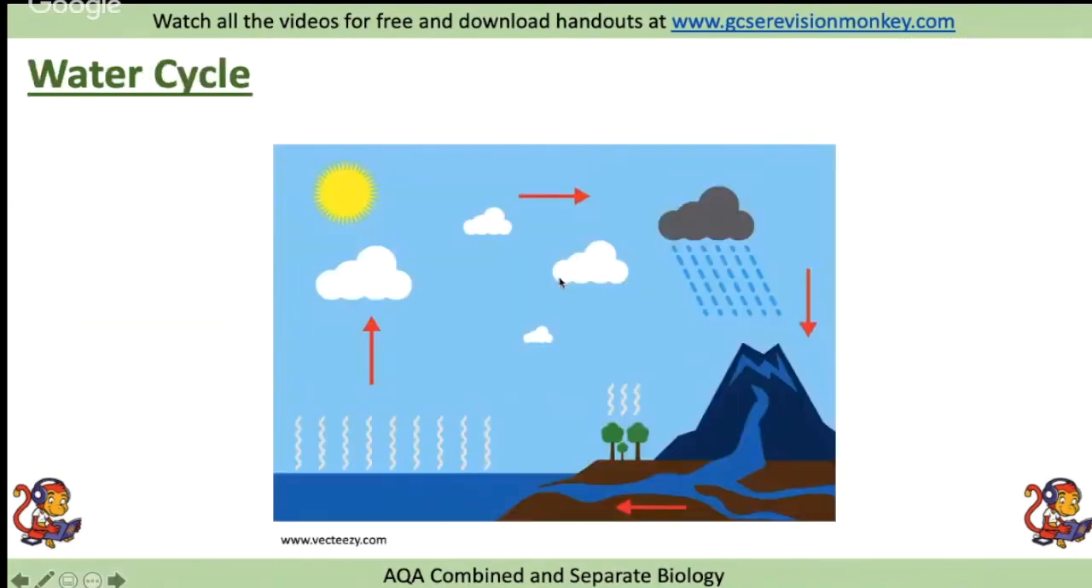Water cycle then, nice and easy. It just needs for you to recall 4 words. The first word is evaporation. So from seas and lakes and things like that, the water will evaporate.